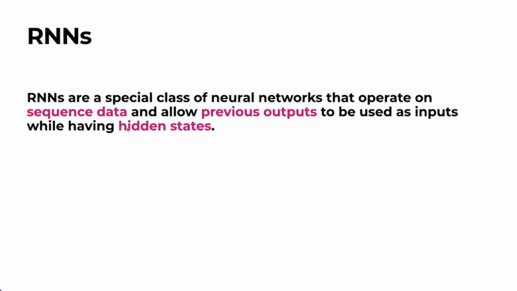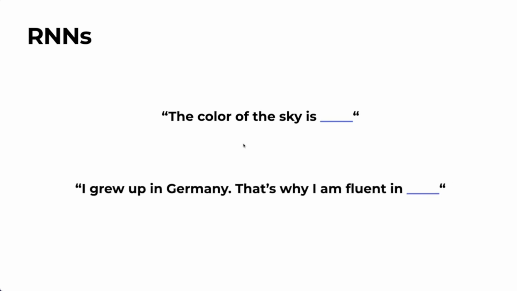And for this, we look at one example. Let's do a quick test and complete this sentence. The color of the sky is blue. Or another one, I grew up in Germany, that's why I'm fluent in German. And I bet you guessed the correct word, because for our brains it should not be a problem to determine the missing word. And we know the word because we know the previous text. We don't just look at one word and throw away the previous information. We remember the previous context and then use this information. And this is exactly what RNNs do.